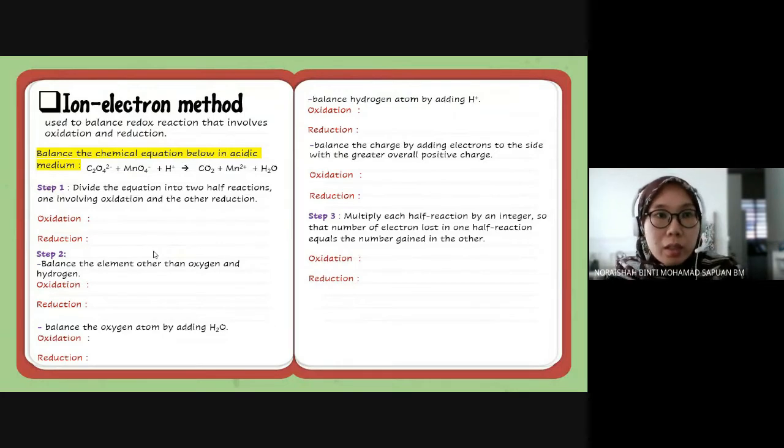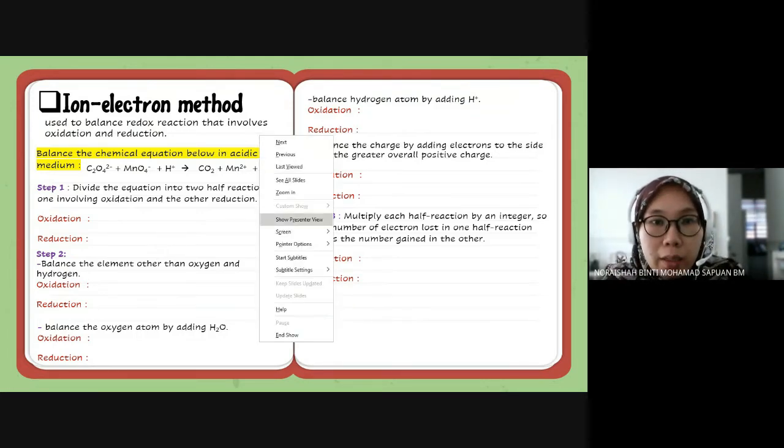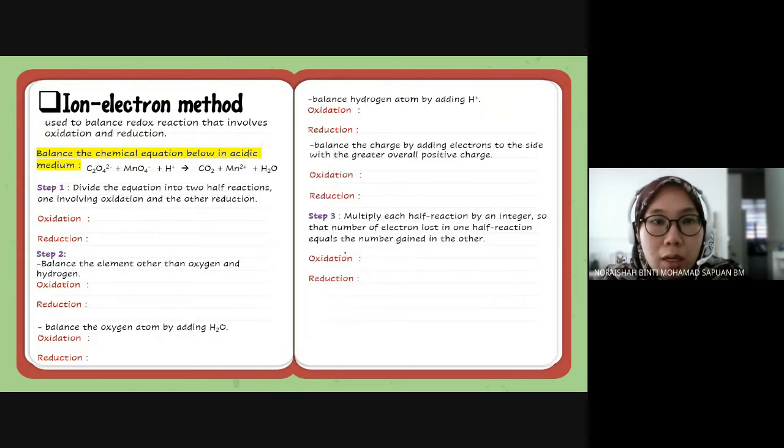Okay, we discuss ion electron method pula. So ion electron method ini untuk balance redox reaction yang melibatkan proses oxidation and reduction. Dekat sini contoh yang saya ambil ini C2O4 2 minus, MnO4 minus plus H plus, to form carbon dioxide dengan mangan in water.